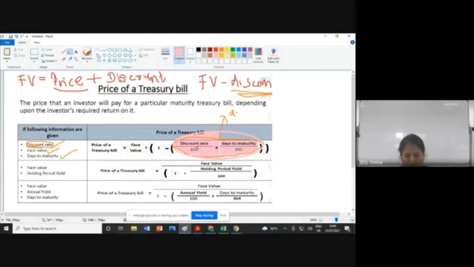Okay, this entire formula, what is it going to tell you? It's going to tell you the discount as an amount divided by face value. Okay, this will tell you what this amount is. Now what am I going to do? I'm going to take this amount and subtract it from 1. Why am I doing that? What does this 1 mean? 1 means face value divided by face value. Face value divided by face value is 1.